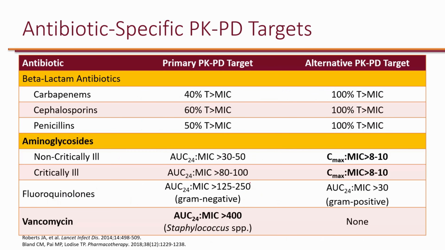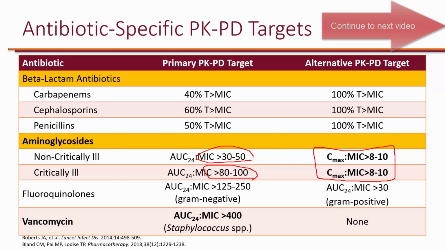Now, here are some PK/PD targets for commonly used antibiotics. For aminoglycosides, the best PK/PD target is AUC to MIC, specifically 30 to 50 for non-critically ill patients, and 80 to 100 for critically ill patients. However, doing AUC to MIC at the bedside is not practical, so most clinicians actually do the peak to MIC because you can easily get the peak level, and once you have the MIC, you can see if it's 10 times the MIC. So for the purpose of this class, we're going to do the peak to MIC for our monitoring of aminoglycosides. And we have another day dedicated to vancomycin calculations, which we will discuss at that time.